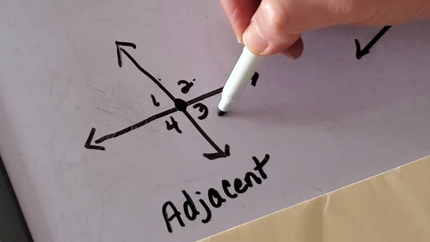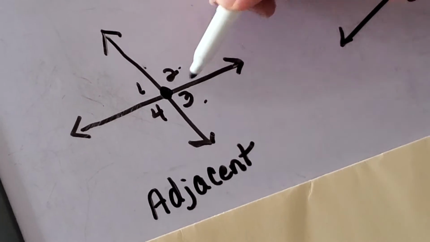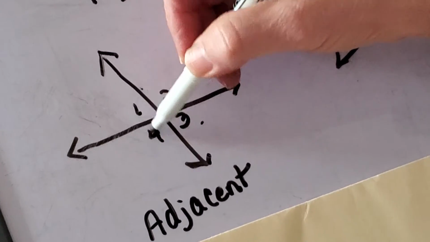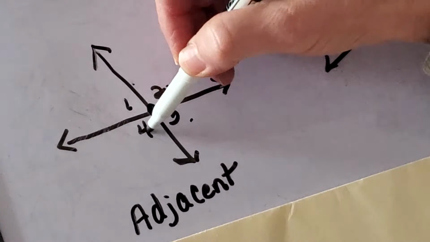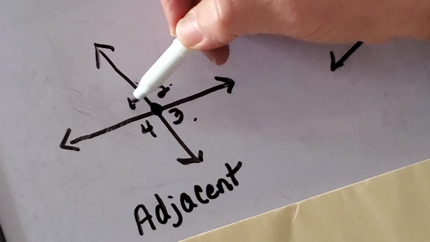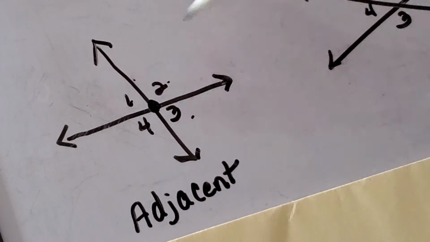Angles 2 and 3 are adjacent angles. They share a common vertex. They share this side. Angles 3 and 4 are adjacent. They share this common vertex and this side. And angles 4 and 1, they are adjacent. They share this common vertex and this common side.